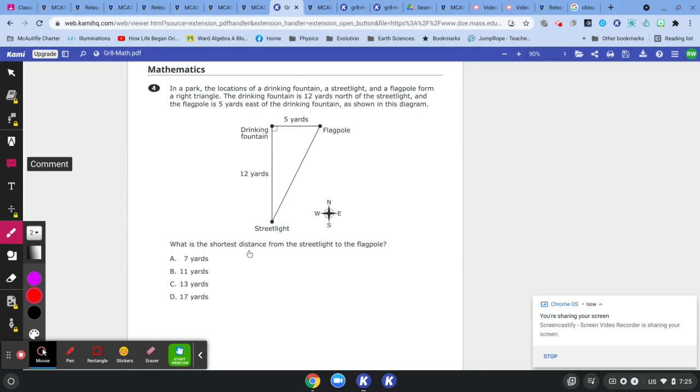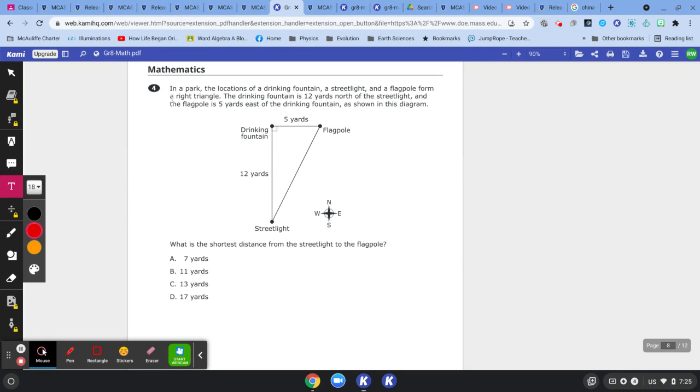This is Mr. Ward, and we're going to be doing a Pythagorean theorem question, number 4 from the 2017 Math MCAS released items. In a park, the locations of a drinking fountain, the street light, and a flagpole form a right triangle. So find the drinking fountain, the street light, the flagpole.